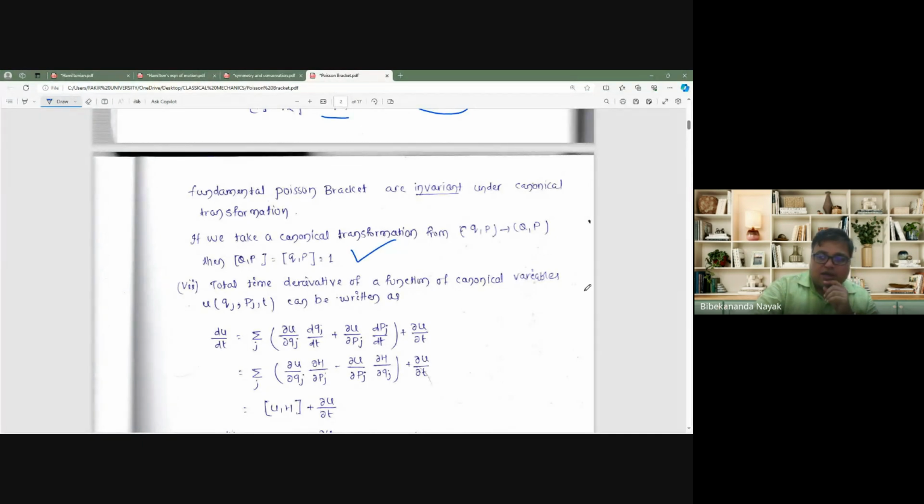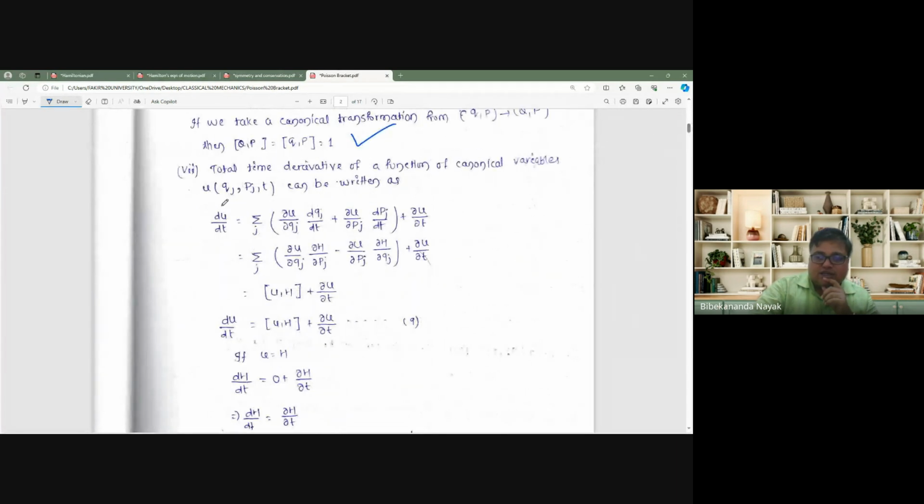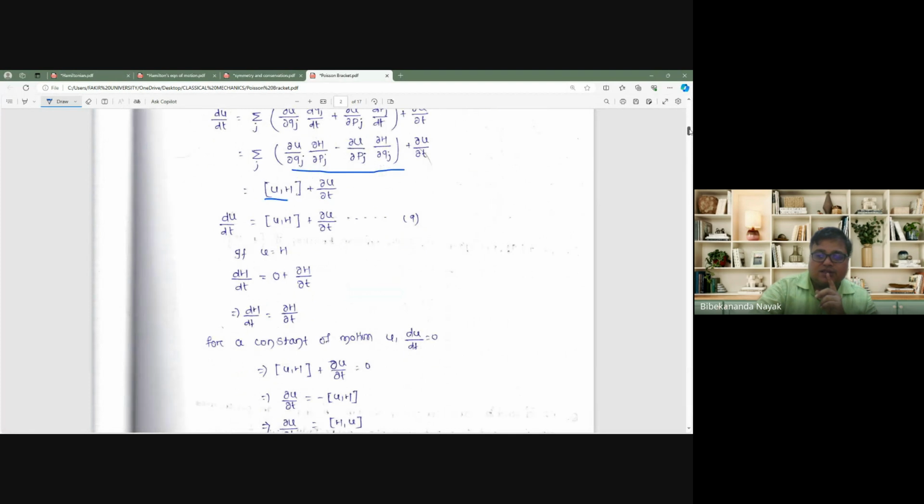Now, the total time derivative of a function of canonical variables, we already checked that du/dt, if u is a function of qj, pj, t, is equal to del u/del qj into dqj/dt plus del u/del pj into dpj/dt plus del u/del t. That quantity is nothing but the Poisson bracket of u and H. So du/dt is equal to the Poisson bracket of u, H plus del u/del t. If u is equal to x, then it will obviously be 0. So ds/dt is equal to del s/del t.